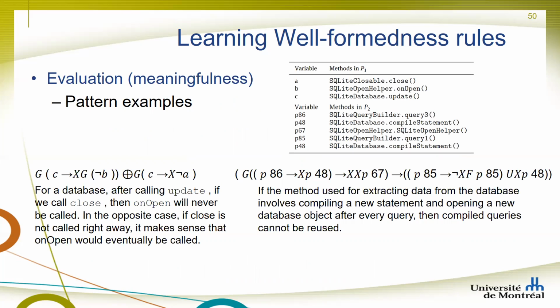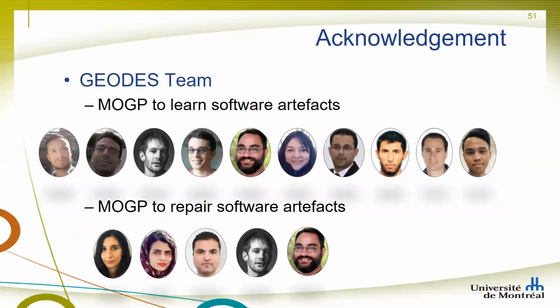We also look at whether these patterns are meaningful. So I show here 2 examples that are completely meaningful and sound, but they were not in the documentation. For example, in a database, if after calling update you call close, then you cannot use the on open. And sometimes we also have this: when you have queries and you have results and you compile them, you cannot compile again. Interesting.